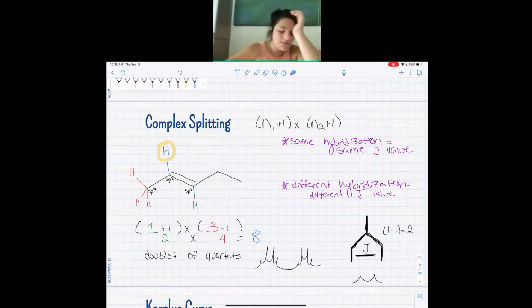When we're talking about what I said with J values, the J value is here and here, right? So this is SP2 to SP3. This is SP2 to SP2. So this pair is different than this pair. It's not necessarily just that SP2 is different than SP3, so this is complex splitting, right? Because this red one only has one neighbor, so it has to be just N plus one. Okay, that makes sense.